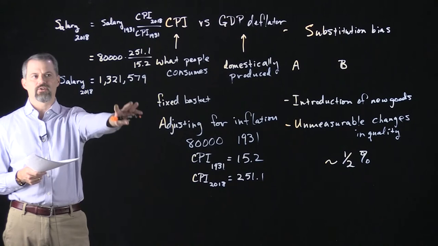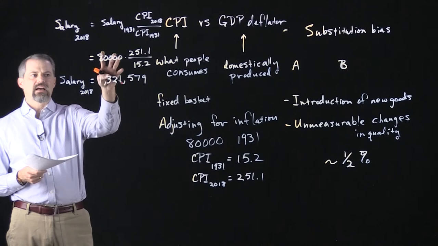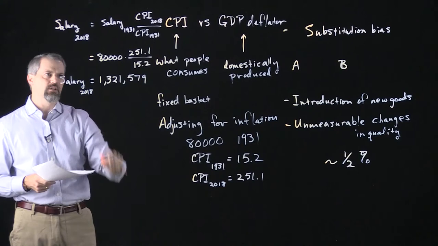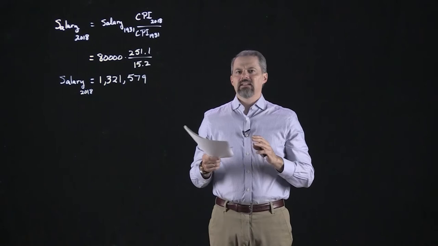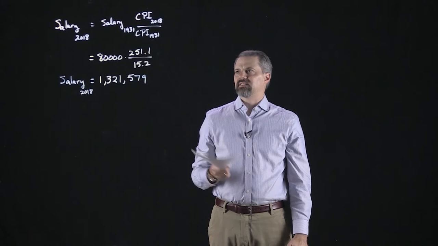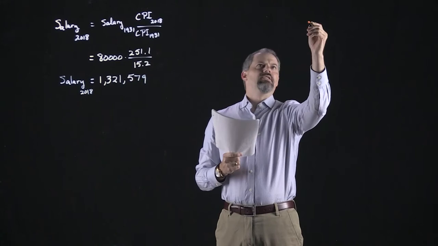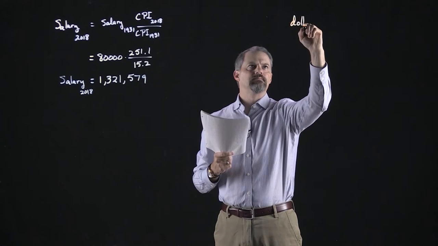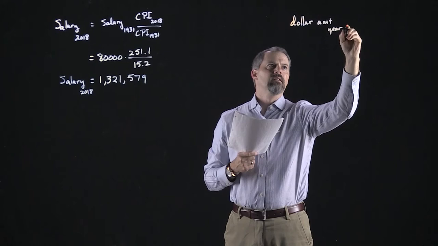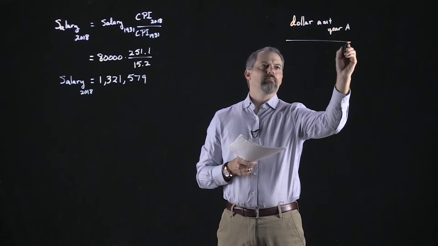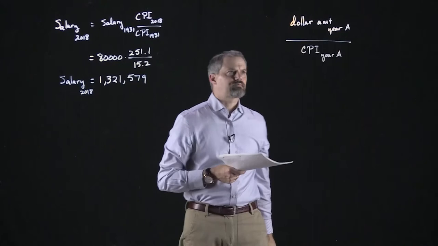Okay. So let's think about an easier way to remember this. Let me clear the board off and then we'll talk about an easy way to do that. All right, let's think about an easier way to remember how to make this calculation. The way I have always remembered it, I'm going to write it a little bit more generally. Let's say that the dollar amount in year A, divided by the CPI in year A, is going to be equal to the dollar amount in year B.